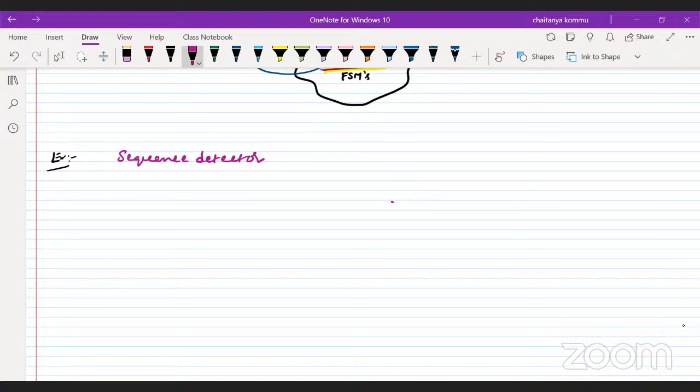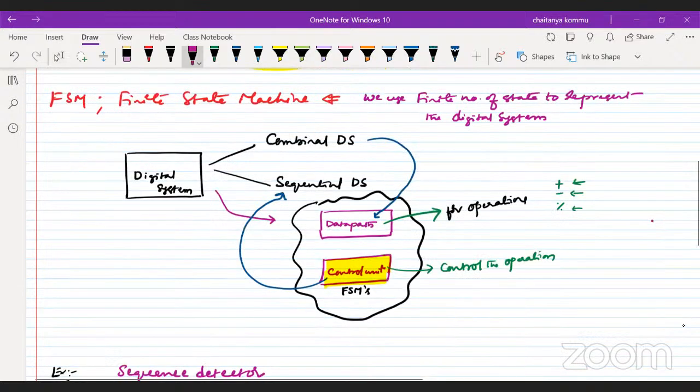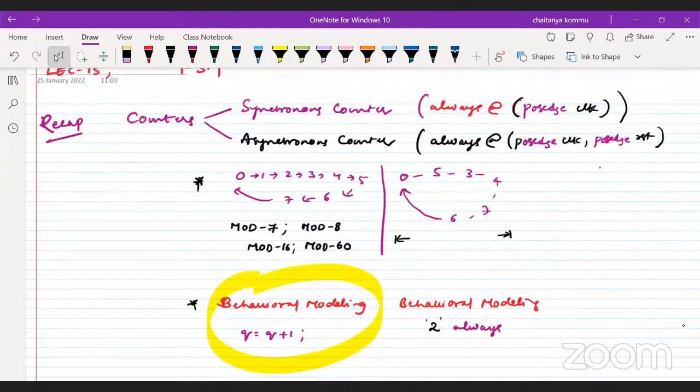Of course, the counter is also a sequential circuit, as I mentioned. How many states can the counter have? For example, the 3-bit counter I have used here.